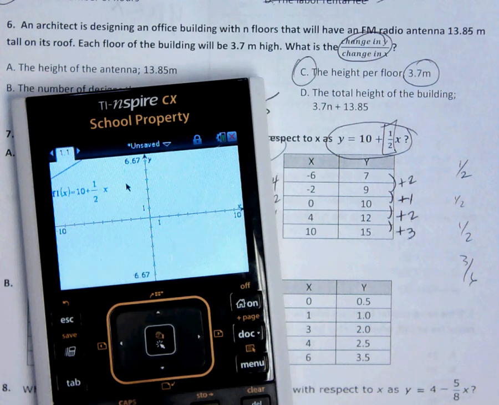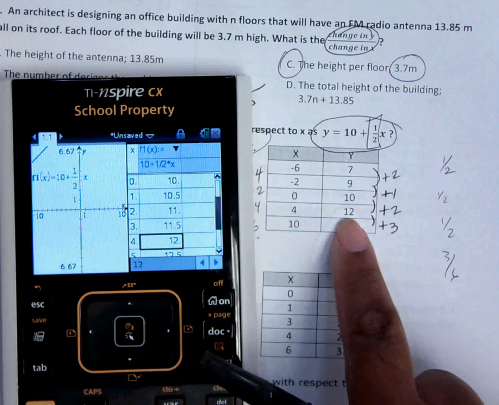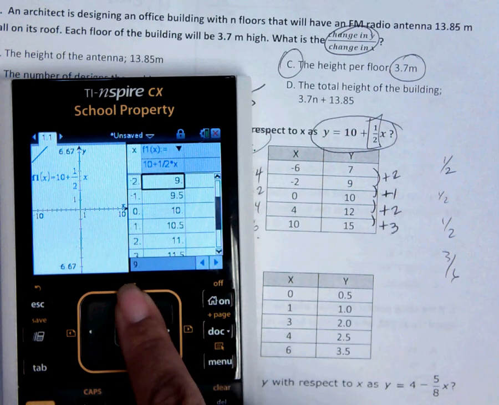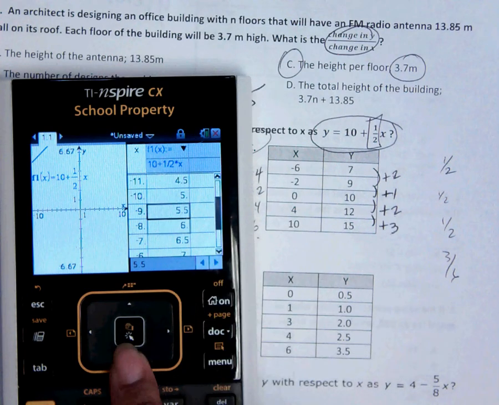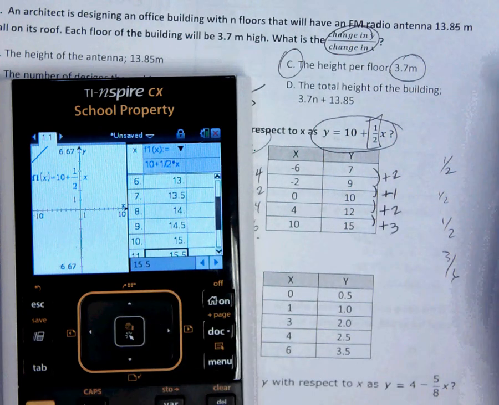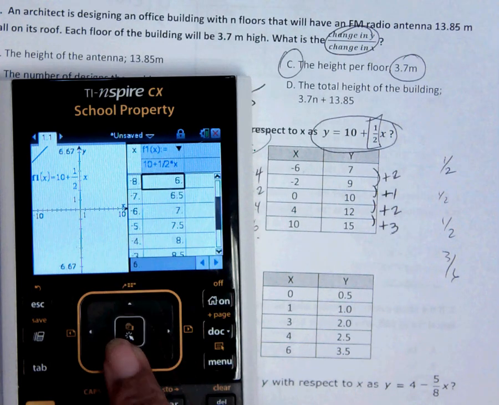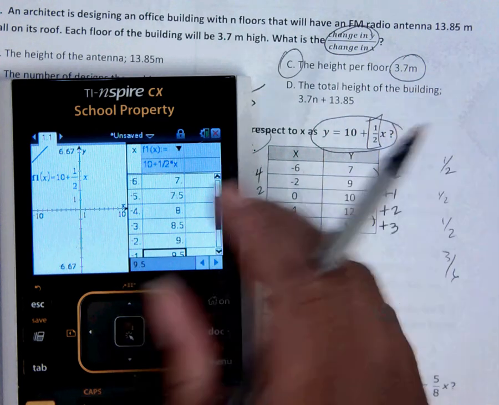I have my line. Press control T. I now have the table, and you can check it. 0, 10, 4, 12, 10, 15, go down to -2, 9, and go up to 10. Oh, that says positive 10, so let's go down to 10, positive 10, and it says 15, so we're good. If you want to check -6, 7, you can. You have to go all the way up to the negatives. There it is. -2, 9. There it is. So this is truly the answer.